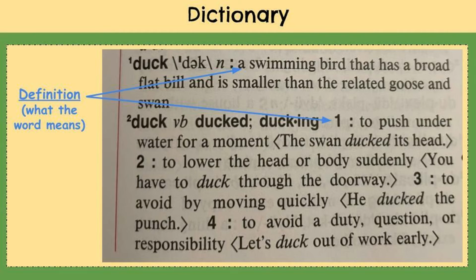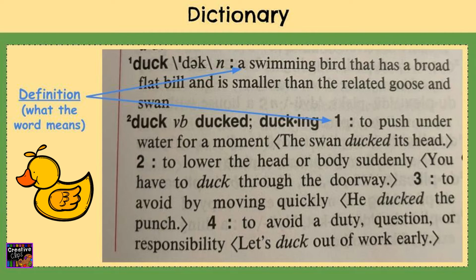But we go back to the original sentence, which has to do with an animal. So we're going to pick definition number 1, a swimming bird that has a broad, flat bill and is smaller than the related goose and swan.